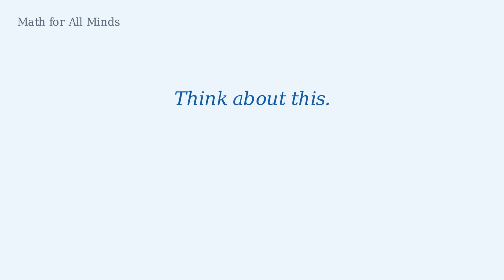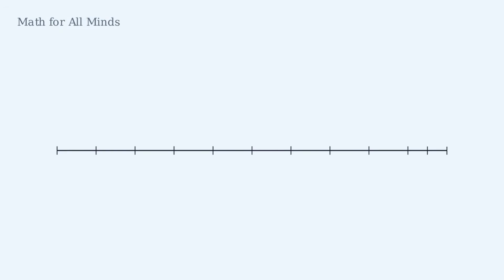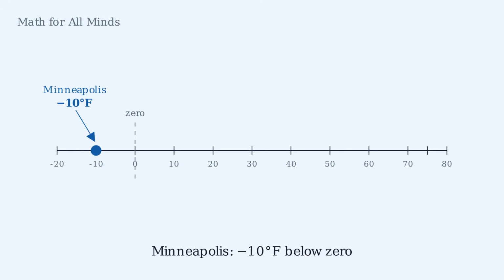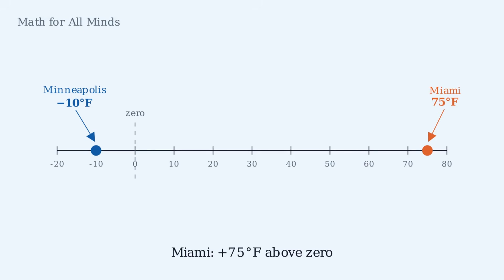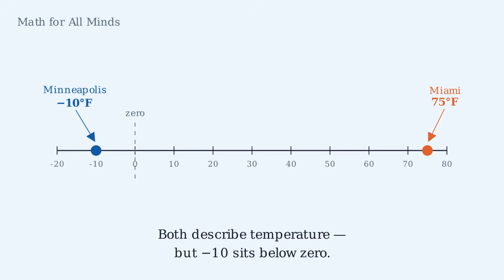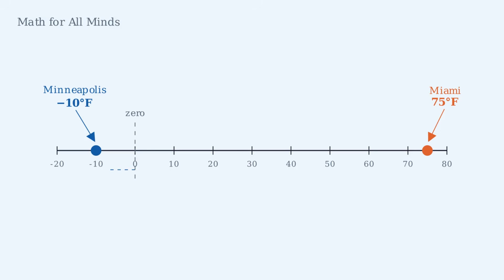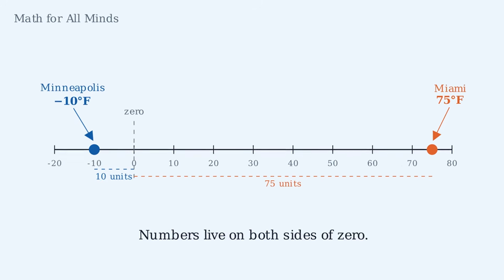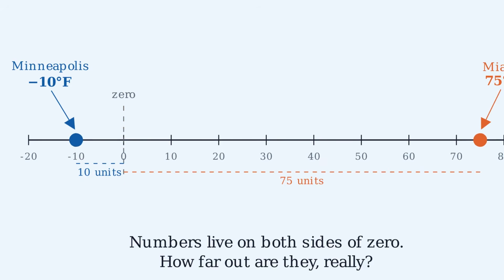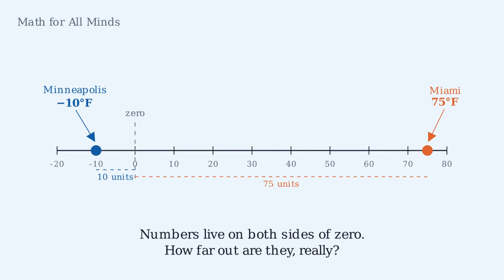Think about this. It's a January morning in Minneapolis, and your phone shows the temperature is -10 degrees Fahrenheit. Later that day in Miami, it's +75. Both numbers describe a temperature, but one of them sits below zero. How do we make sense of numbers that live on both sides of zero, and how do we measure how far out they really are?